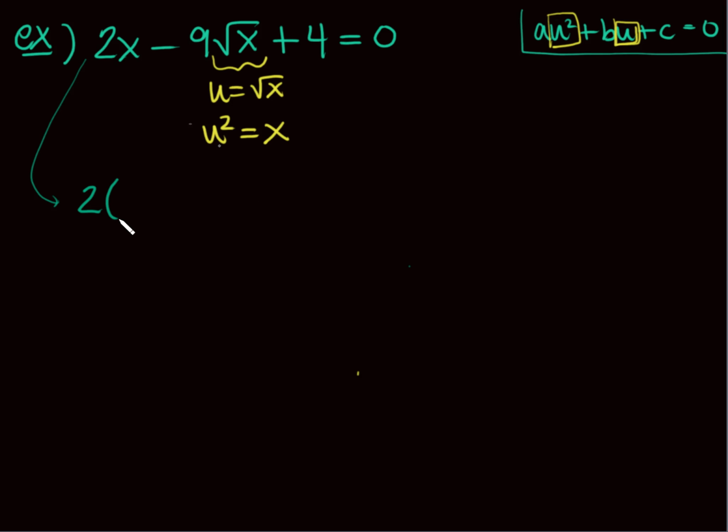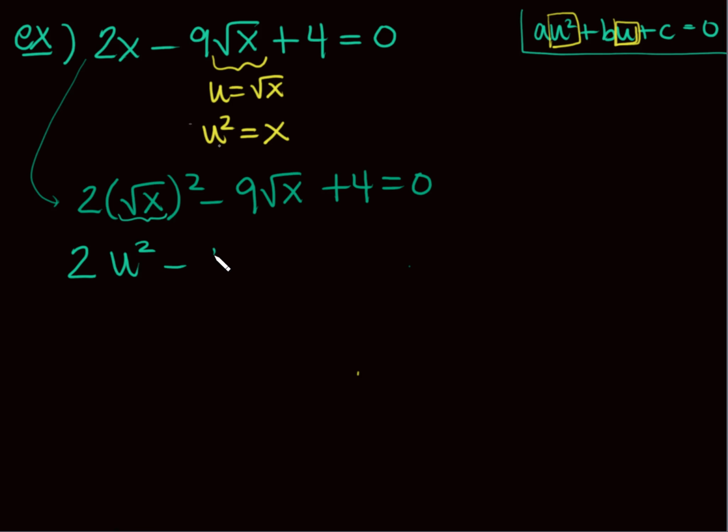Another way to think of that is this is 2 times the square root of x squared minus 9 root x plus 4 equals 0. So I don't know why my green kind of went a little dark there. So when I substitute here, this guy right here is just going to be u. So this is u squared minus 9u plus 4 equals 0.